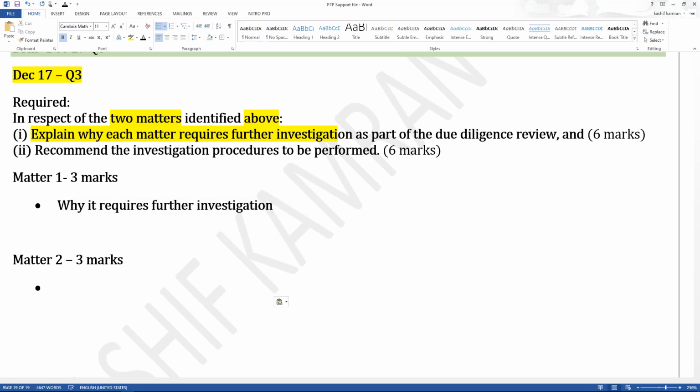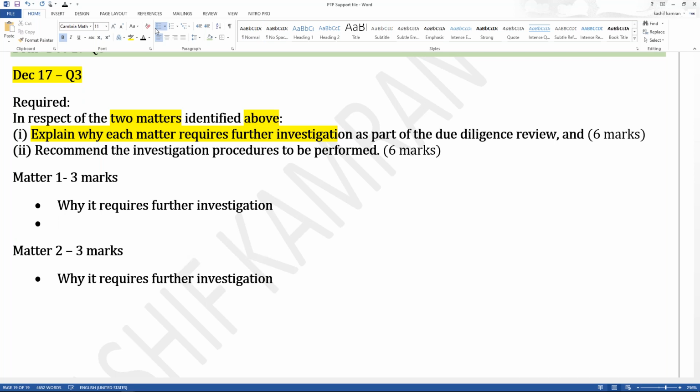So every matter in a due diligence question is worth how many marks? Why it requires further investigation? Every matter in a due diligence question is worth 1.5 marks. No, not 1 mark. It is not a reporting question. It is not a risk question. 1.5 marks, right? So how many why I need to tell for matter number 1 and how many why I need to tell for matter number 2?